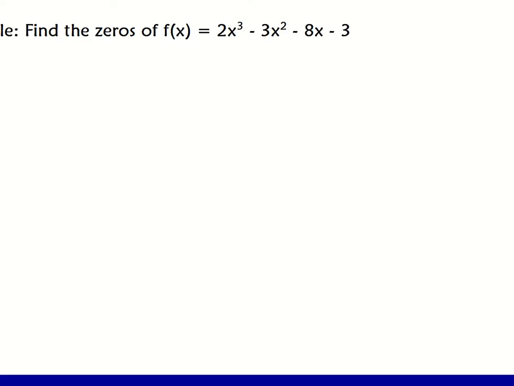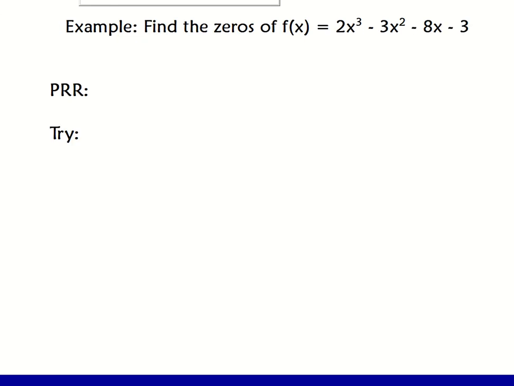So let's look at finding the zeros of f of x equals 2x cubed minus 3x squared minus 8x minus 3. It has 4 terms, so I would try to factor this by grouping it, but it's not going to group. We can see that because 2 to -3 is not the same ratio as -8 to -3. So because I can't just factor it off the top of my head, we're going to go ahead and use the rational root theorem. So we're going to list the possible rational roots.